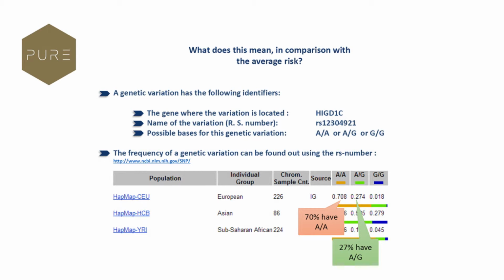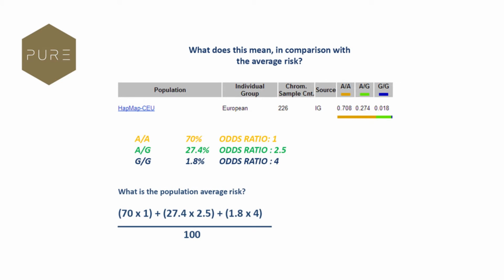27% have an AG, and 1.8% have a GG. So this in Europe is how common this genetic variation is. And in Asia, it's fewer people with AA, some with AG, and more with GG. So there is a difference between different populations. In most cases, it is how common this genetic risk is. The genetic variation still usually causes the same disease risk. It's just less likely that a person might have it. But this is the kind of information that we can get from here.